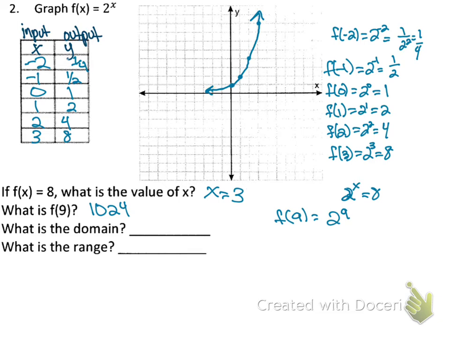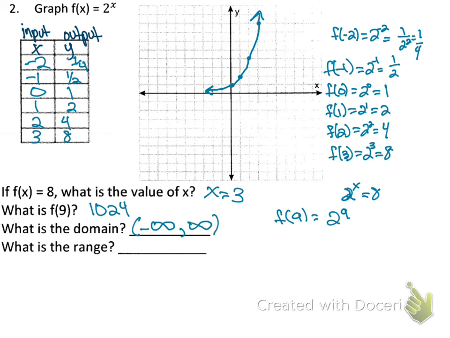And domain. Remember, domain are your x's. That's all possible x's. Since this really is going on forever in that direction, it's going on to negative infinity. And it's going to keep going on forever in that direction. So it's going to go on forever to positive infinity for our x's. So for our x's, it's going from negative infinity to positive infinity.